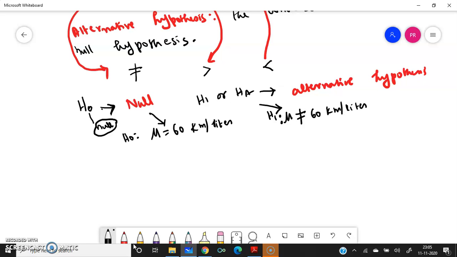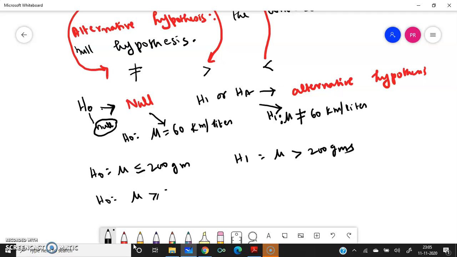In the second example, H naught will be mu is lesser than or equal to 200 grams. What is my H1? Mu is lesser than or equal to, we have written, so H1 is mu is greater than 200 grams. Another example is H naught: mu is greater than or equal to 200 grams. H1 for this will be mu is lesser than 200 grams. So example 1, example 2 and example 3, right?